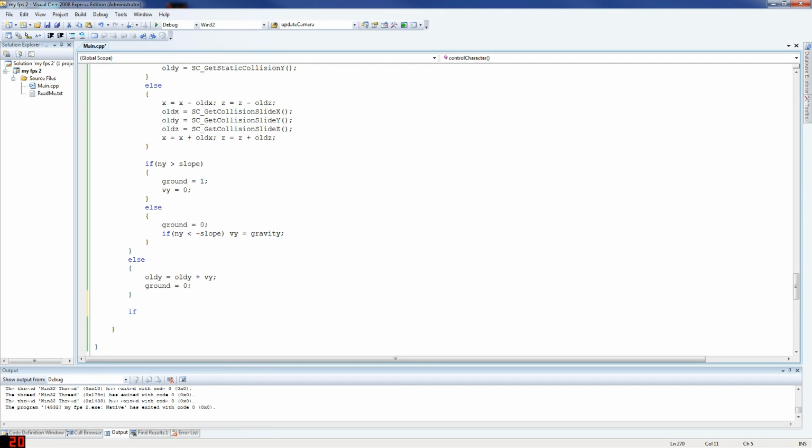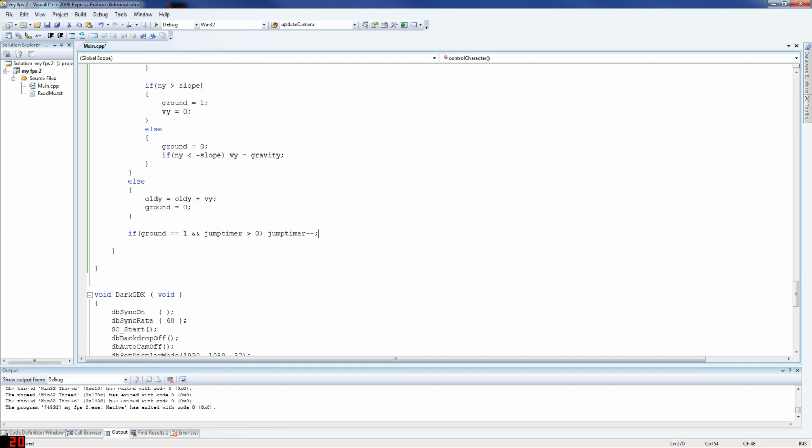Now this next bit will be used to bring the player down when he jumps. Okay, so it's pretty useful as well. Ground equals equals 1, and jump timer is greater than 0, then jump timer minus minus. So we want to take the timer away. Apparently, actually, I was wrong. Sorry about this, guys. This causes a pause between each jump. So when you jump and you fall down, you give the player about a second, and then allow him to jump again. You don't want him jumping constantly. You want to try and make the gameplay as normal as possible.